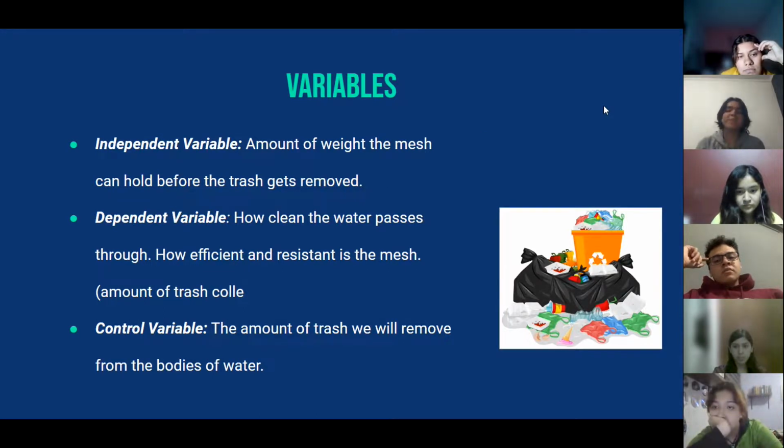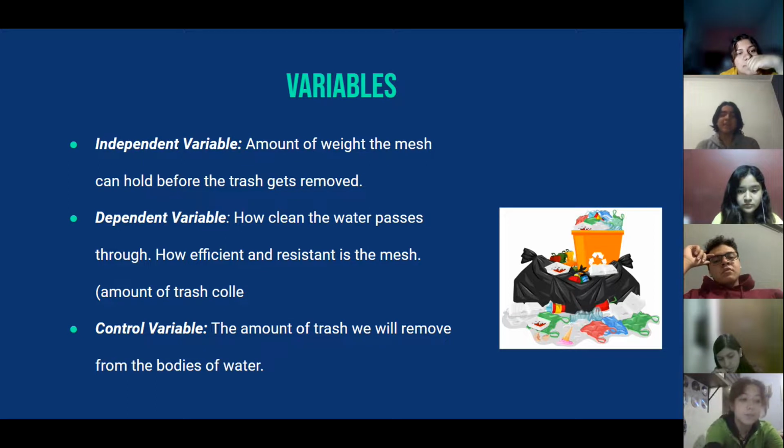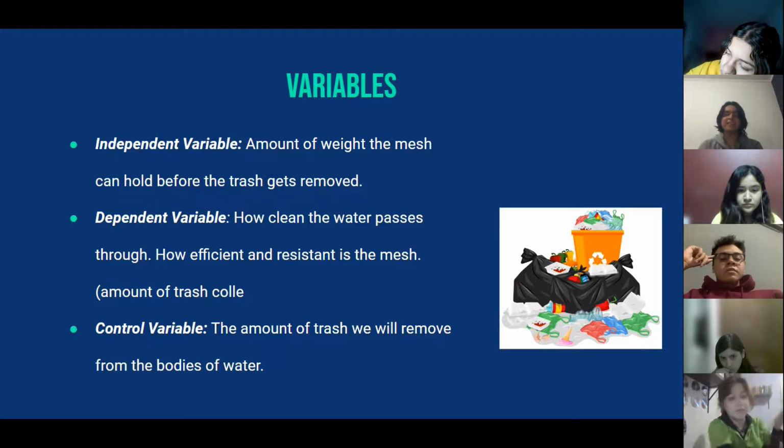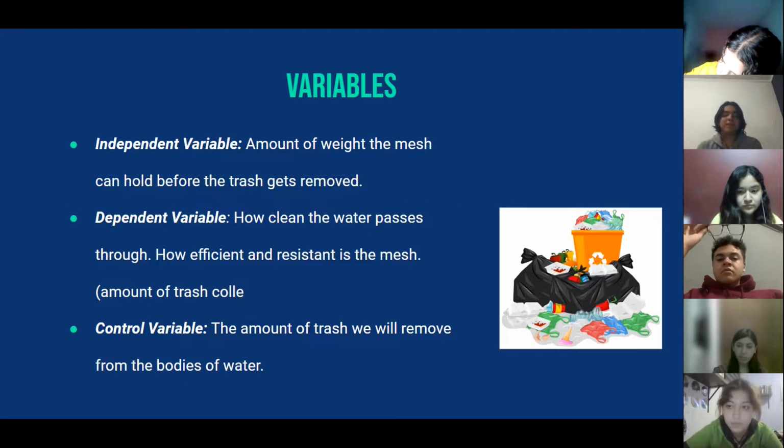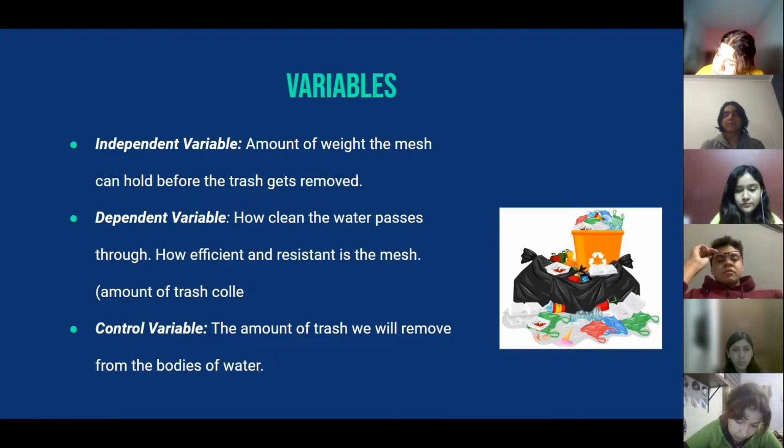So now the variables. Independent variable: amount of weight the mesh can hold before the trash gets removed. Dependent variable: how clean the water passes through, how efficient and resistant the mesh is, and also the amount of trash collected. And the control variable is the amount of water we will remove from the bodies of water.